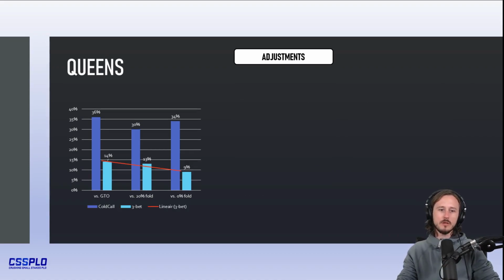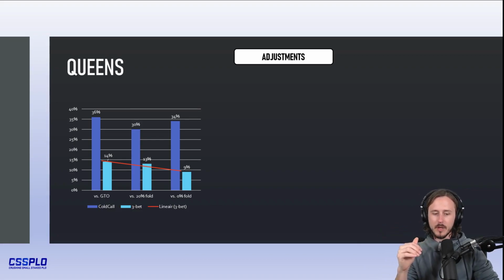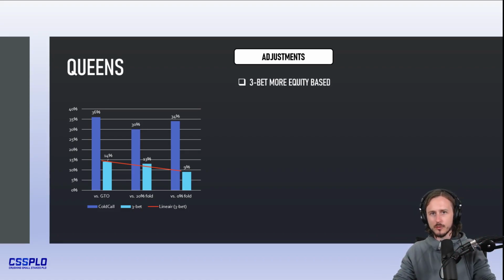Now let's move into queens. And with queens, we see a decrease or decline basically in 3-bet numbers here quite a bit. You can see it in the chart again. And we're adjusting our range again a little bit. We are again looking into a little bit more equity-based 3-bets.